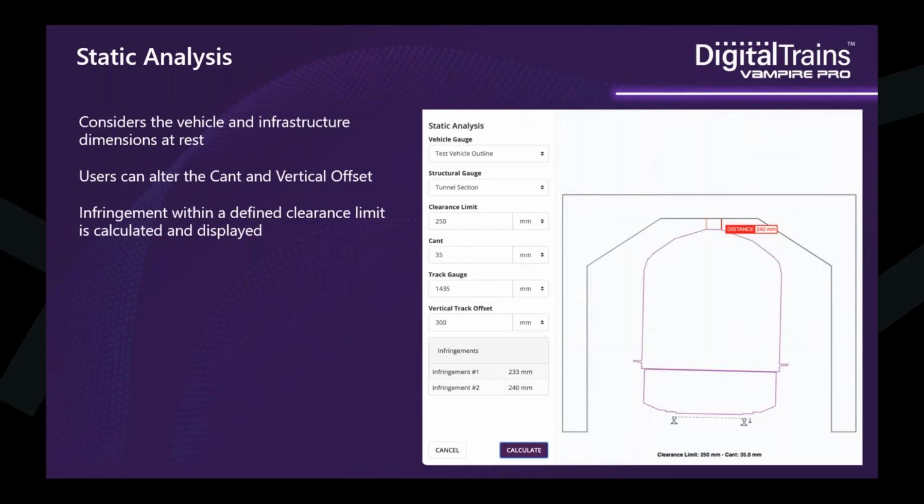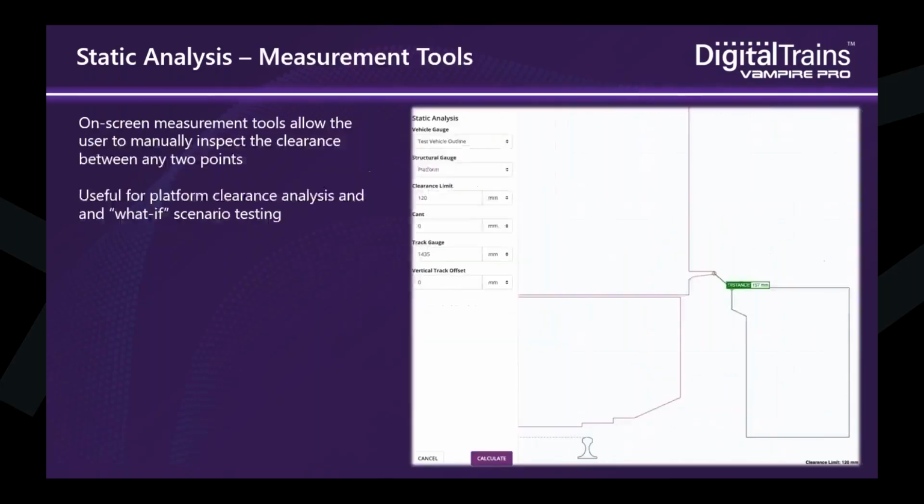So for static analysis, we consider how the vehicle outline interacts with a simple structure. Here, the user can modify the cant and vertical offset, thereby testing the vehicle moving close to the structure. So in the given example on the screen, we've set a clearance limit of 250 millimeters, and DigitalTrains has highlighted an infringement along the roof of the tunnel of 240 millimeters, as you can see in the red text at the top. So again, visual feedback where those limits have been exceeded.